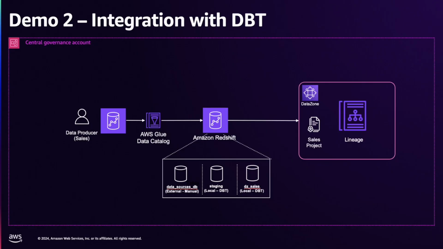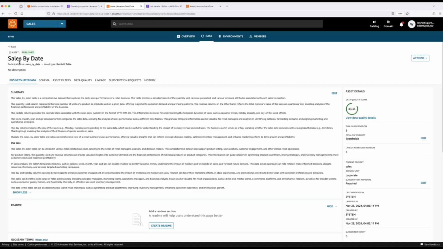Perfect. Now let's go with the second demo. In this case, it covers the integration with dbt. For this use case, we had 2 Redshift databases as a source and as a destination, and we used a group of 3 dbt jobs in order to extract and also aggregate the data. And of course, we are going to visualize all this using Amazon DataZone. For the second demo, we are going to work on top of the sales by date table or asset.